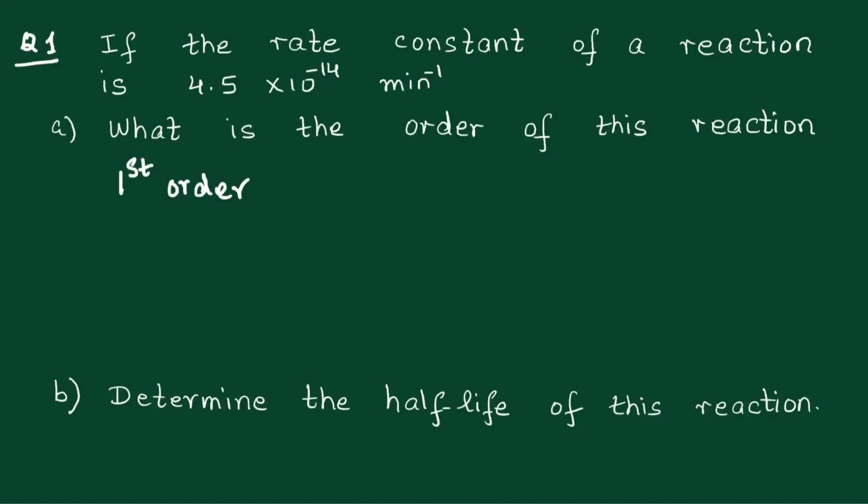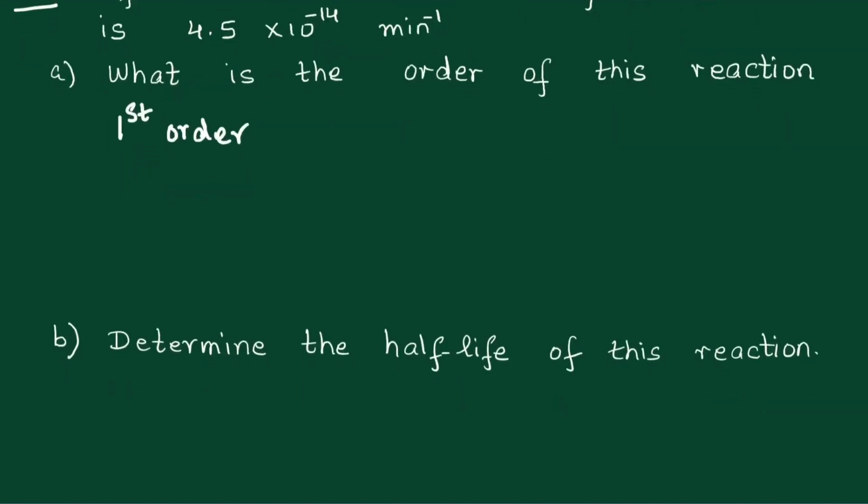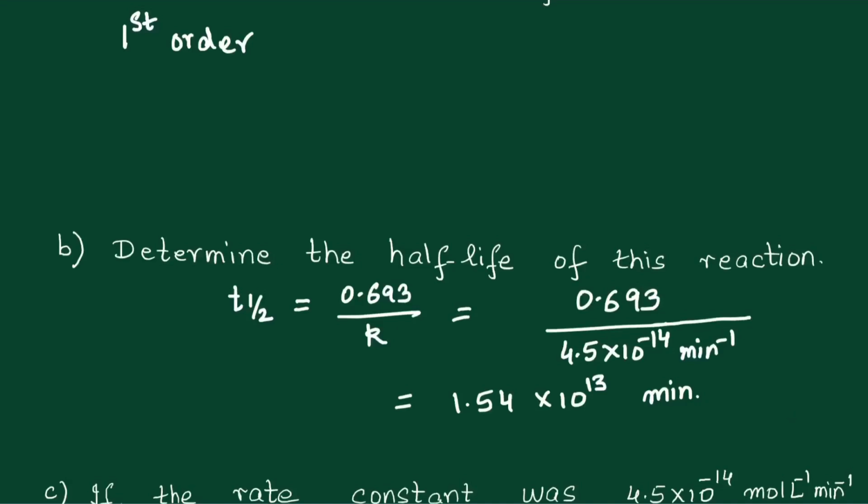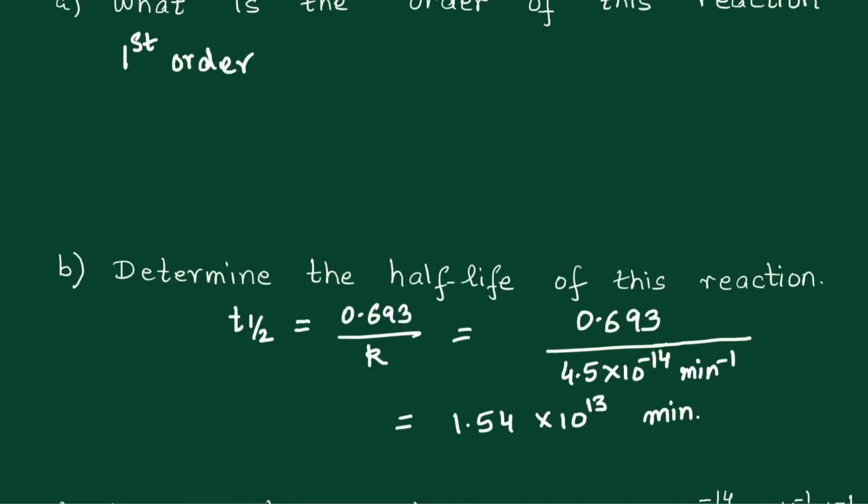Now, determine the half-life of this reaction. What's the relation between the half-life and rate constant? If you would like to try this question yourself, please by all means pause the video, go ahead, try it, and then you can tally the answers. So we've got the answer as 1.54 into 10 to the power 13 minutes, right? Have you got it right?